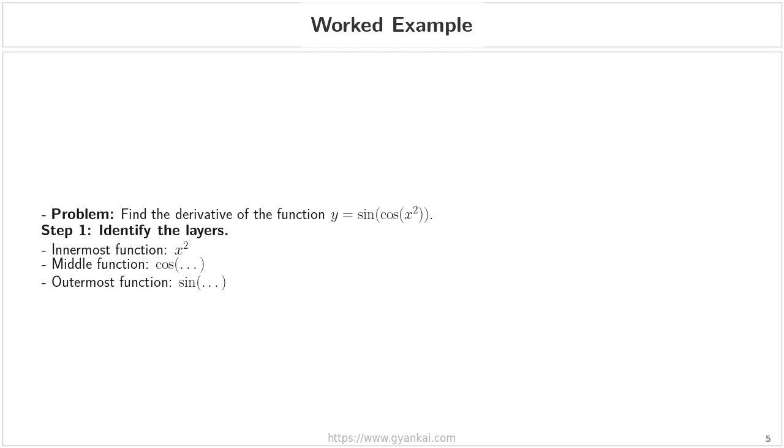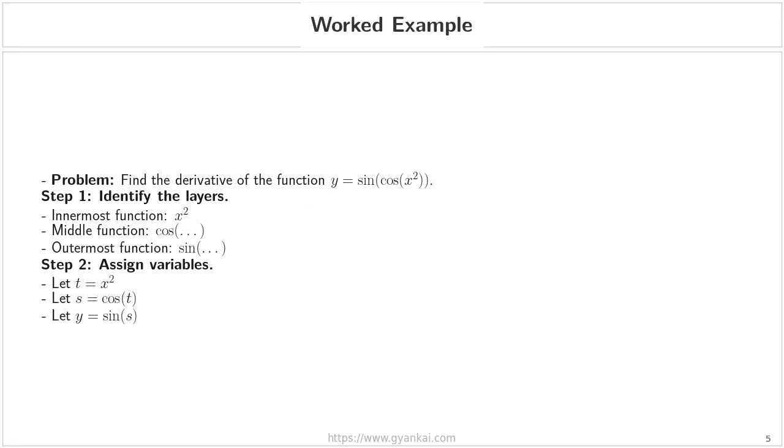If we look at the function from the inside out, we can see that the innermost function is x squared, the middle function is the cosine function, and the outermost function is the sine function. In step 2, we assign temporary variables to these layers to make the differentiation process more manageable. Let us let t equal x squared, s equal cosine of t, and y equal sine of s.